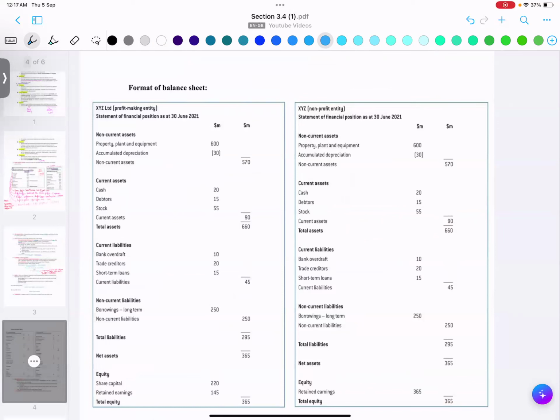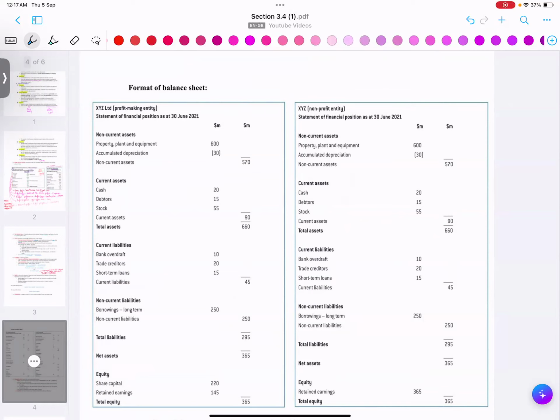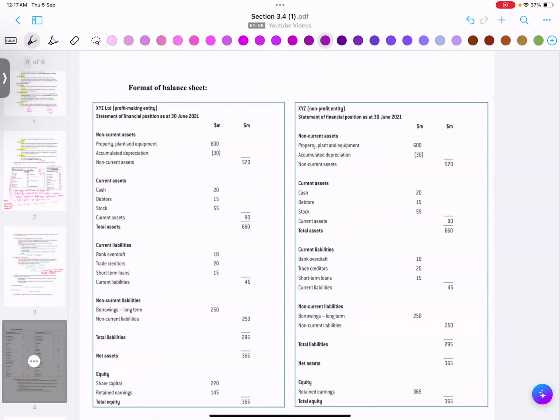It's basically what you have to know to begin, guys. I need to start explaining this. You have profit-making entity and non-profit-making entity. First, you write whatever LTD you have, depending on the case. But you have to write the statement of financial position, and then whether it's profit-making or non-profit-making. Then you start with your non-current assets, which we discussed.